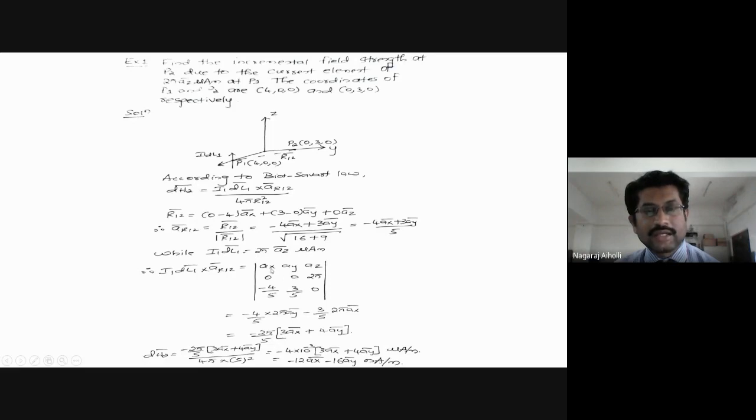The cross product of I1 DL1 bar and AR12 bar is written in the determinant form: the determinant of AX, AY, AZ. Then the coordinates of I1 DL1 bar: it has only a Z coordinate, AZ, that is 2 pi. X and Y are 0. Yes or no? 0 is the X coordinate, 0 is the Y coordinate, and the Z coordinate is 2 pi.